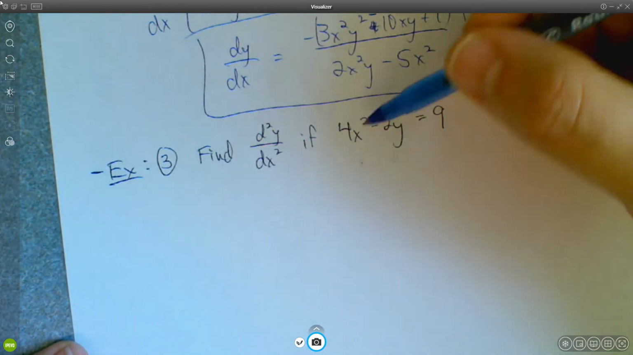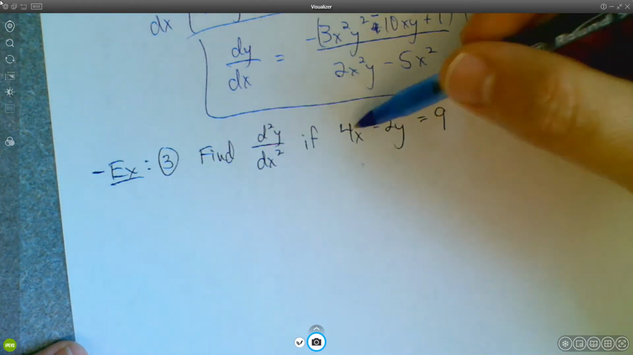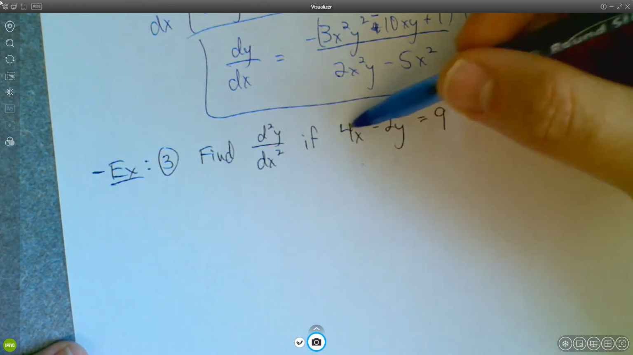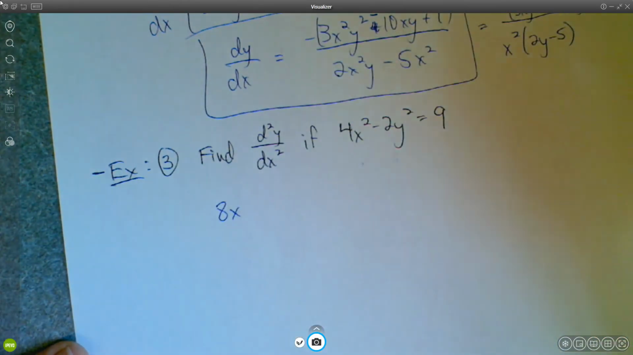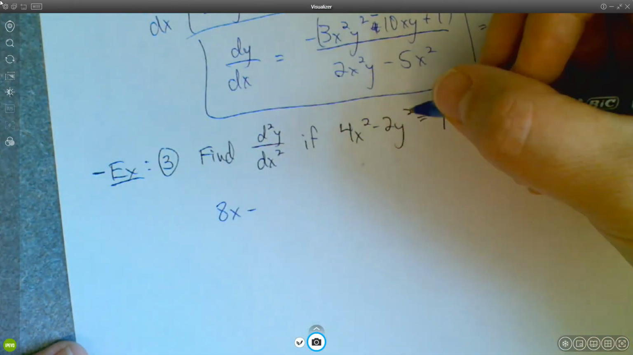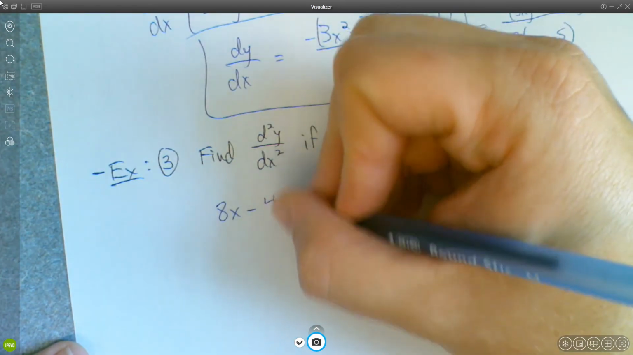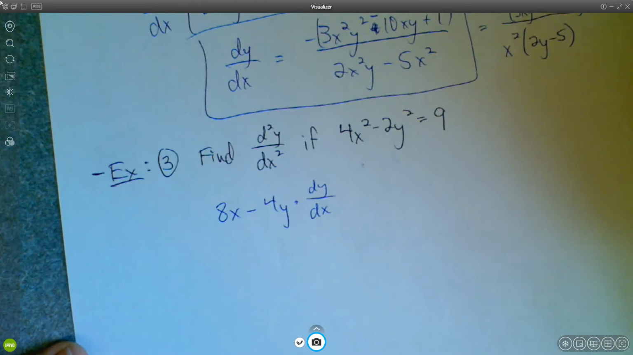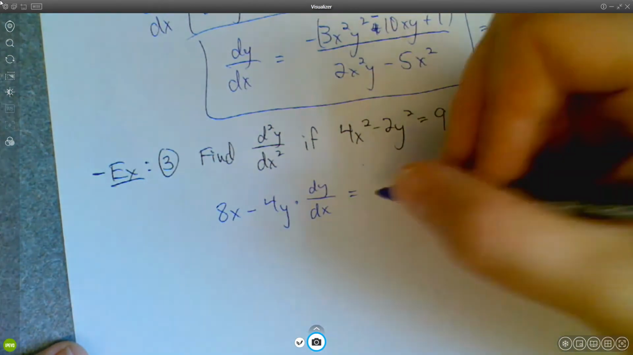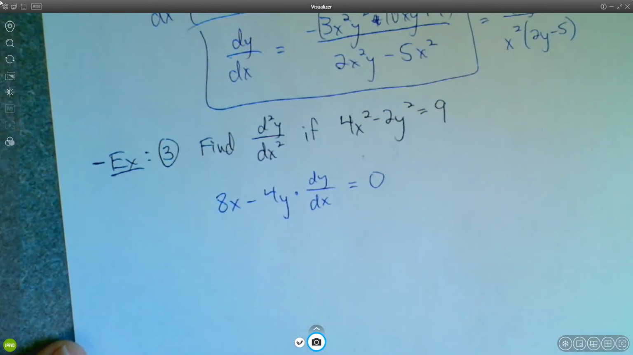Okay, so first of all, let's differentiate, right? Differentiating the first term, I'm going to have 4 times 2 is 8, so 8x to the first power. And then differentiating the second term, I'm going to have 4y to the first power, chain rule, right, times dy/dx. And on the right-hand side, the derivative of 9 is 0. Okay?